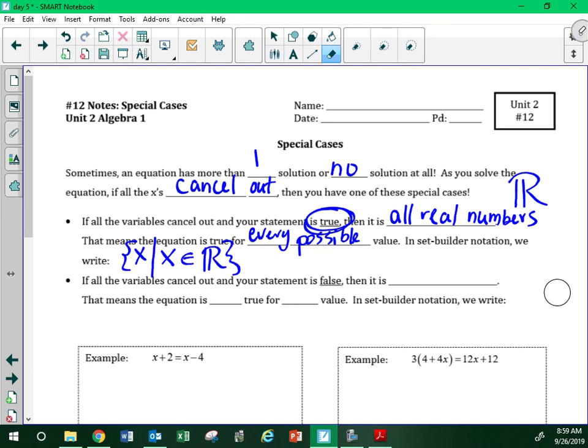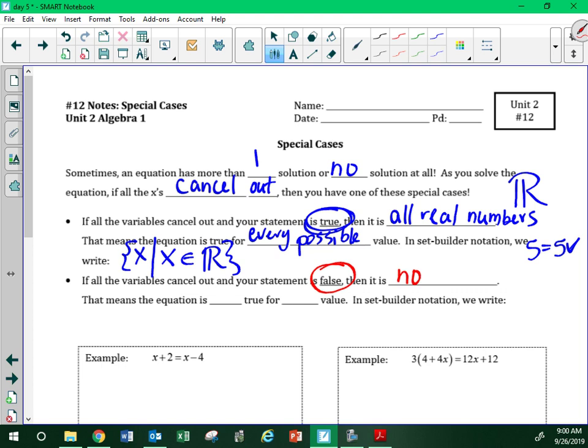Okay, so this is what happens when you have no x's left and your statement is true. An example would be if we get 5 equals 5. That's a true statement. Then we know that we have all real solutions, all real numbers. But if the variables cancel out and your statement is false, then it is no solution.